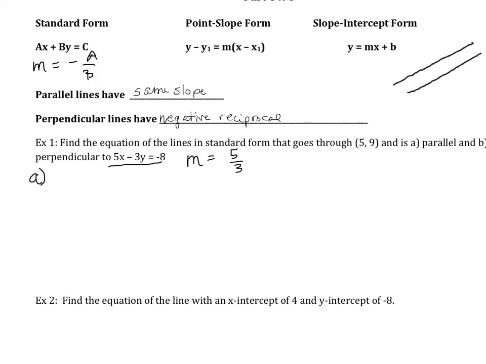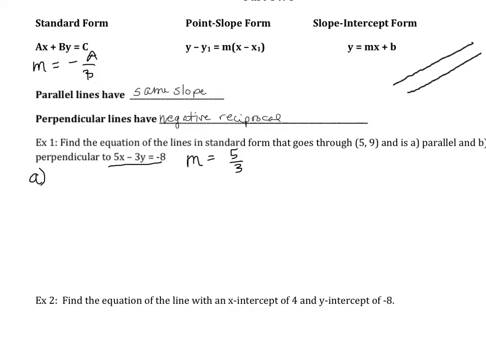So we're going to be finding the equations in standard form. We're going to get used to writing in standard form and eliminating fractions. And we're going to plug into point slope. As we discussed before, if you know a point and you know the slope, you're going to plug into point slope. It's very descriptive.